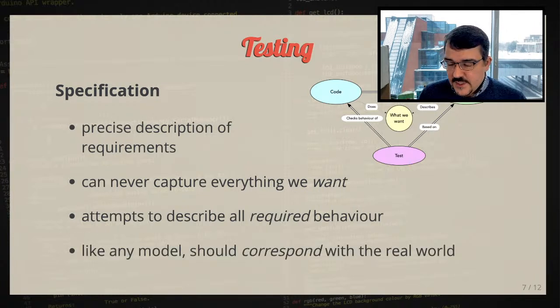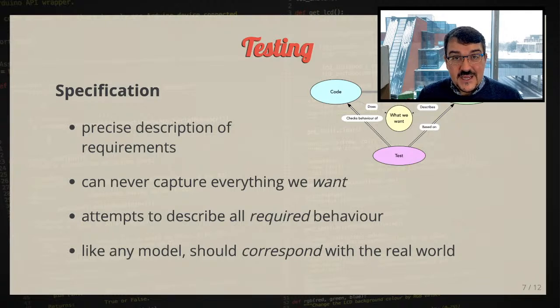So a specification is a model of what we want. It's not actually our intuitive sense of right and wrong. It is a model of what code ought to do, and that specification ought to correspond with the real world. So if we're going to have a specification that describes the concrete, specific, precise requirements for your code, we would like it if that specification had something to do with the real world.